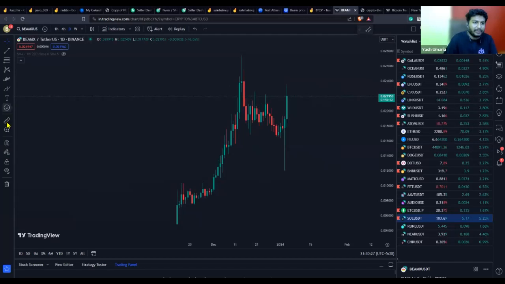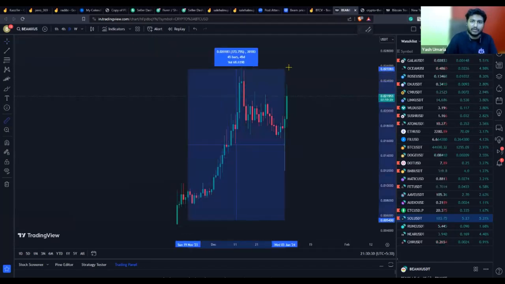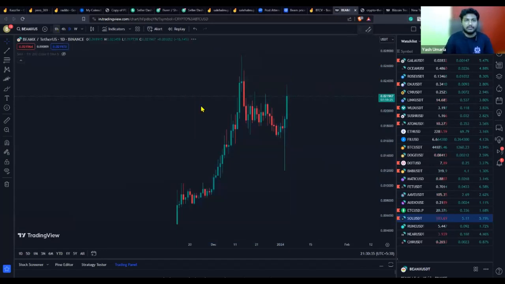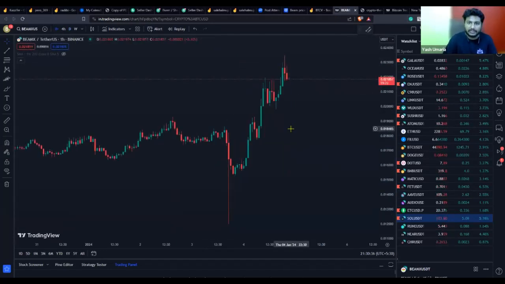It might look very tempting actually because it went up by about 300 times from year to year, but it's a very high volatility coin, high risk coin.